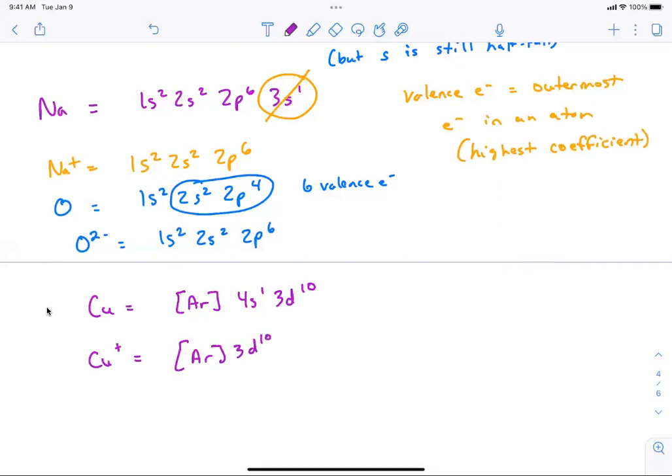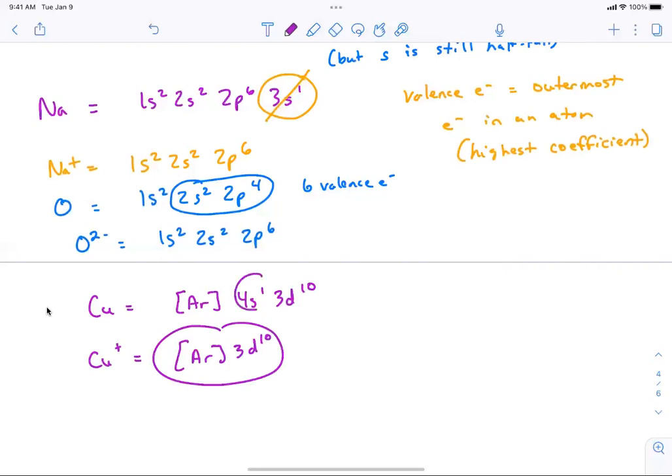The reason the IB loves asking about Cu plus is because you need to know several things to get it right. If you don't know Cu is an exception, but you do know you lose from the outermost shell, you'll still get the wrong answer. If you don't know the exception and you don't lose from the outermost shell, you get it wrong. You have to know both to get this. So it's a very popular multiple choice question. They'll say, what's the electron configuration of copper plus? Because there are so many opportunities for students to make a mistake.